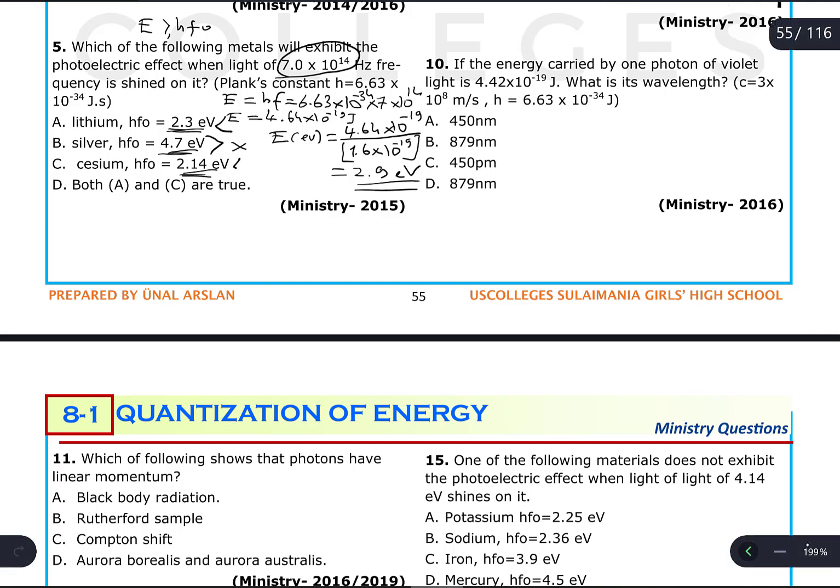2.14 is less than 2.9, so you can observe the photoelectric effect. That means A and C, you can observe the photoelectric effect, but B cannot be observed, so this is the correct choice. Both A and C are true.